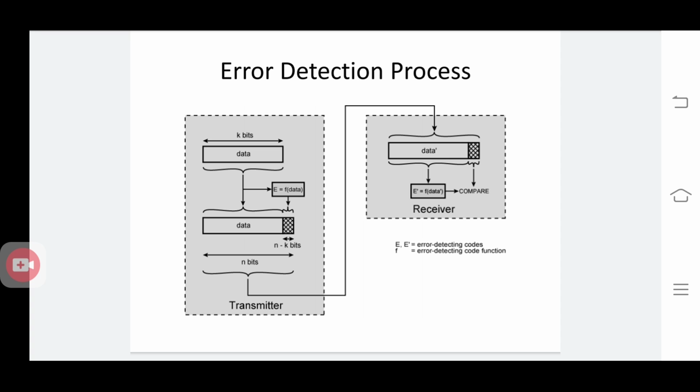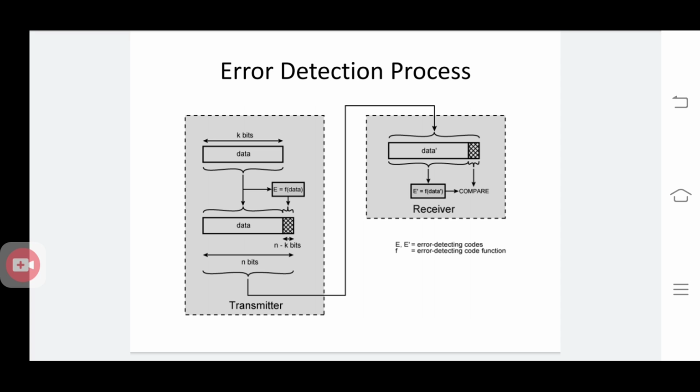If they are the same, then no error is present in the original data. If there is any error in the data, the code word that is generated at the receiver side will be different from the appended code word. That is the process behind error detection. We have a transmitter and a receiver. We are transmitting data of k bits, and along with it a code word is appended to make n bits that will be transmitted to the receiver.